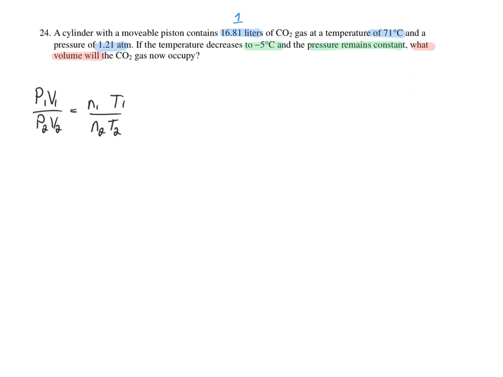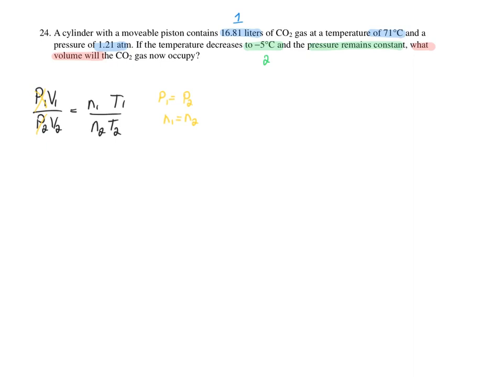Ideal gas law problem under changing conditions. So we just need to read carefully and make sure we keep straight the 1s and the 2s. Now we're told explicitly in the problem that the pressure remains constant. That means P1 equals P2, and these values will cancel out.